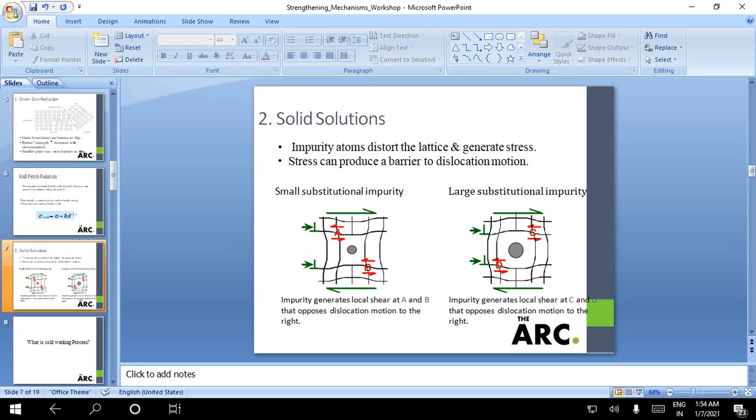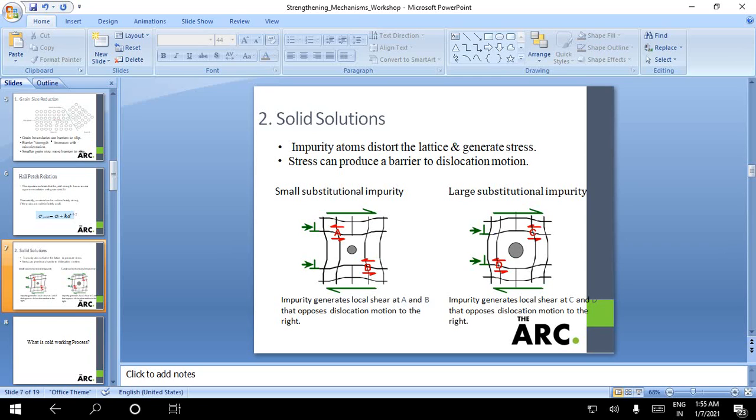Because of this small impurity in the lattice, a local shear is going to be generated. See A and B here in two different locations. When the impurity atom occupies the lattice space, it will generate shear at A and B. This shear stress opposes the dislocation motion to the right. So here this is the direction, and movement in this direction will be prevented because of these two shear stresses developed by the impurity atom.